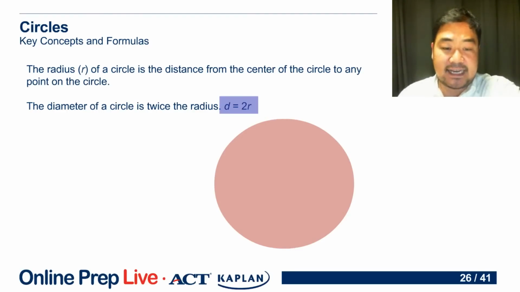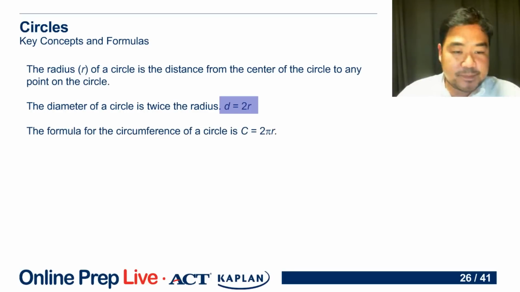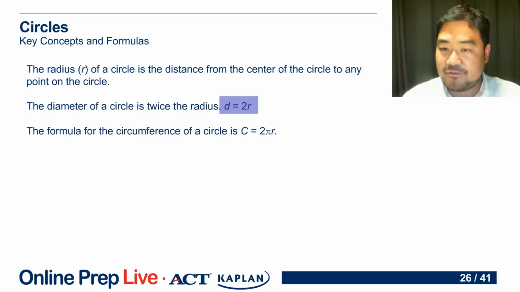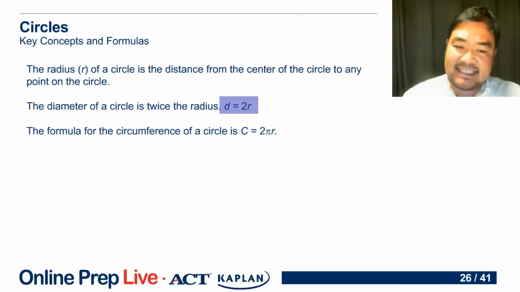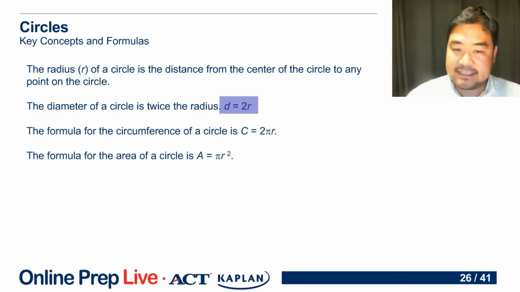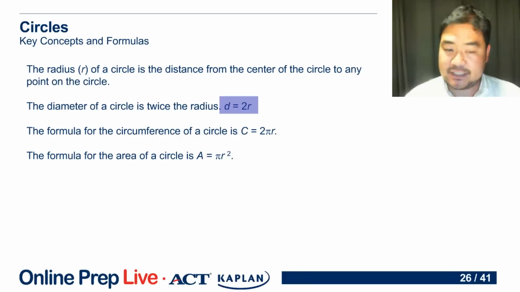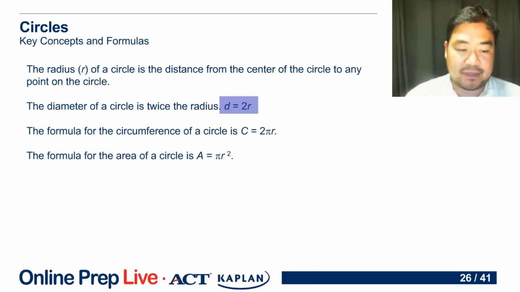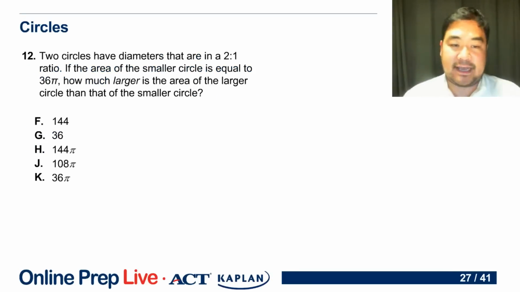Okay. Second thing we'll take a look at is the formula for the circumference. Circumference of a circle is basically just a fancy word for the perimeter, the distance around the circle. And the distance around the circle is equal to 2 pi r. And then lastly, the area of the circle is equal to pi r squared. Take the radius, square that number, and multiply that by pi. So let's take a look at our example here.